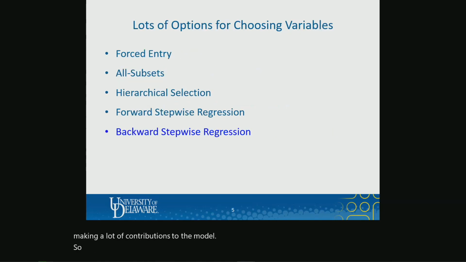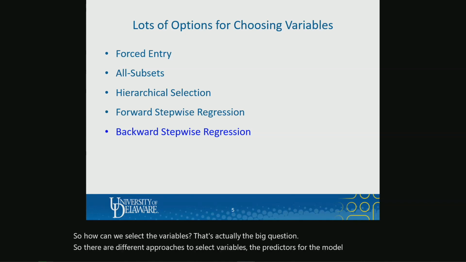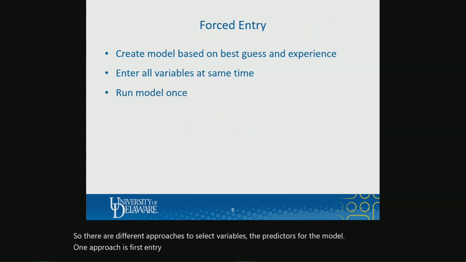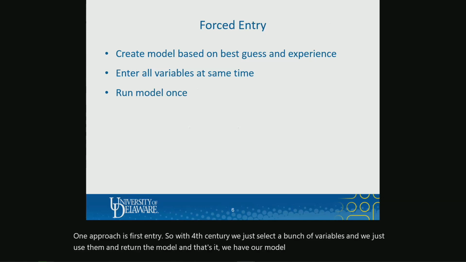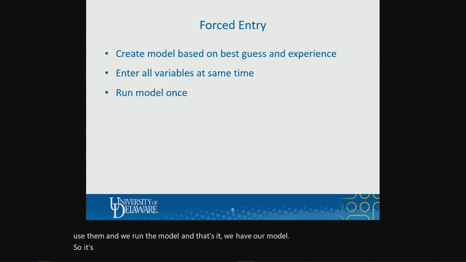So how can we select the variables? That's actually the big question. There are different approaches to select the variables, the predictors for the model. One approach is forced entry. With forced entry, we just select a bunch of variables and we just use them and we run the model, and that's it. We have our model. So it's not very complicated, it's very easy, but you may end up with a very bad model, and our model may be overfitting, it may have a low R squared, etc.